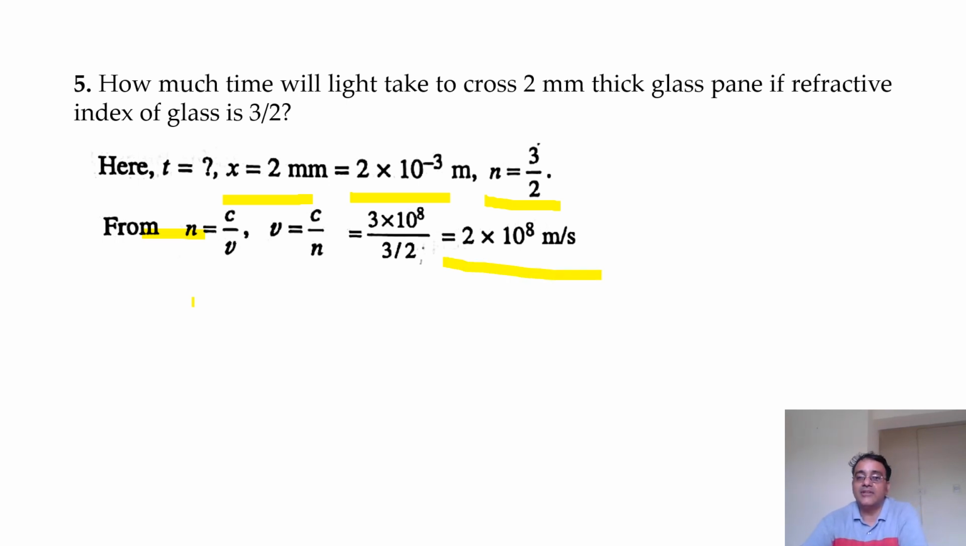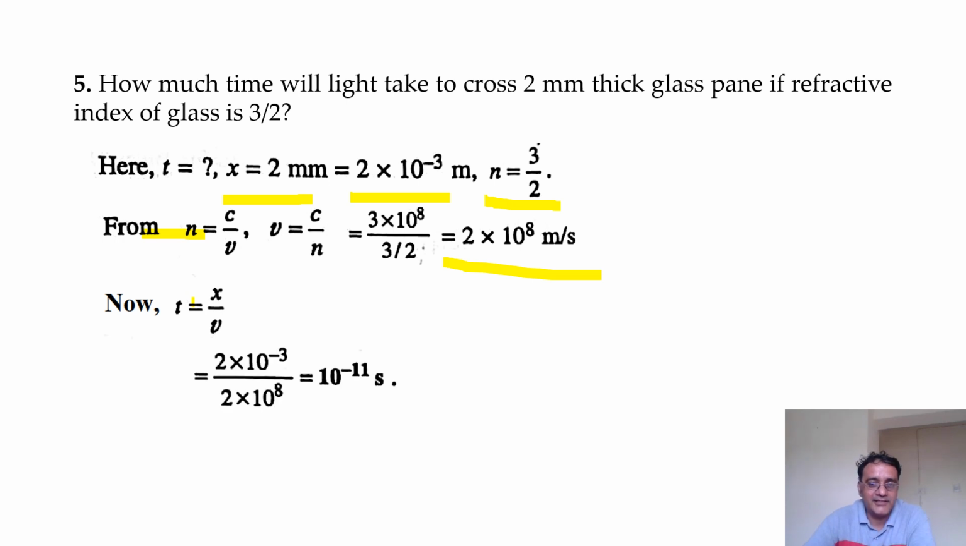Now we know that the formula of time is equal to distance upon speed. So x का वैल्यू दिया हुआ है, 2 into 10 to the power minus 3, and v is 2 into 10 to the power 8. If we solve, we'll get 10 to the power minus 11 seconds. Okay, so these are 5 examples.